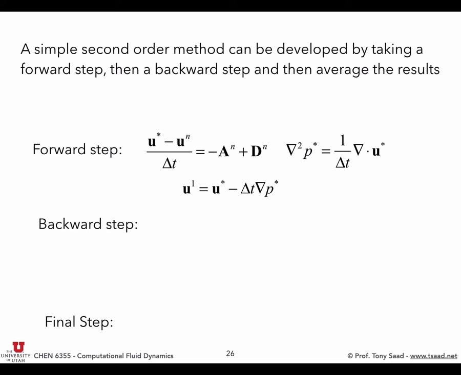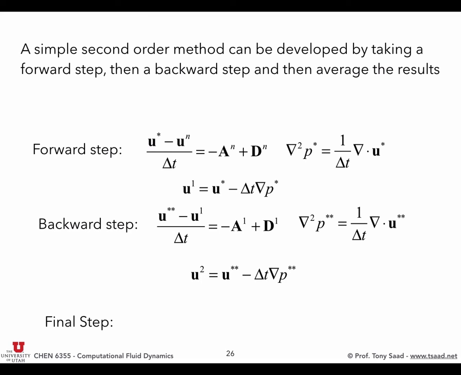Now we're going to take another forward Euler from n plus 1 to n plus 2, or from 1 to 2. I'm not going to call them n plus 1 and n plus 2, not to confuse the nomenclature. So then we take another forward Euler step, and we do the same thing, but with respect to the state at 1. So u double star minus u1 is minus A1 plus D1, everything evaluated at this value. We do another pressure projection, and we correct. So that gives us u2. That gives us a value essentially at n plus 2.